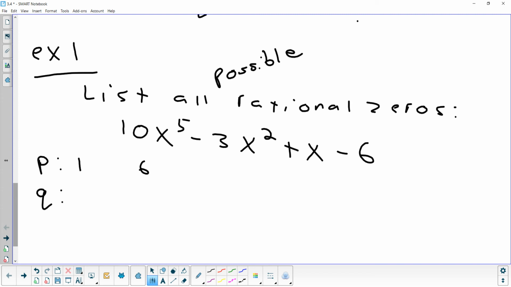1 and 6. Negative 1, negative 6. That's some of them. Negative 2 and negative 3, or positive 2 and positive 3. Positive and negative 2. I should have spaced this out more. Positive negative 2, positive negative 3, positive or negative 6. Those are all the factors of 6.